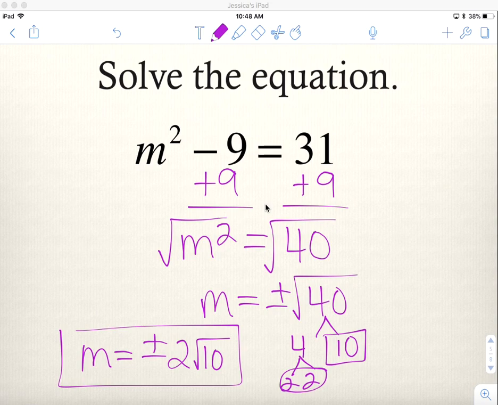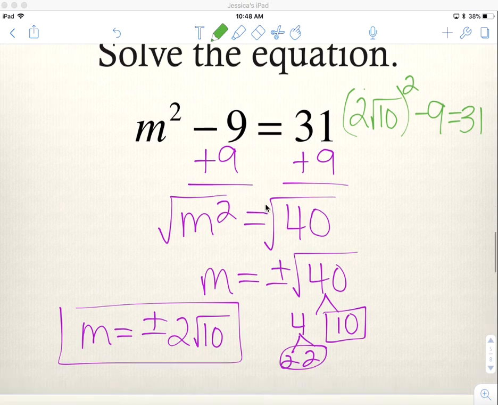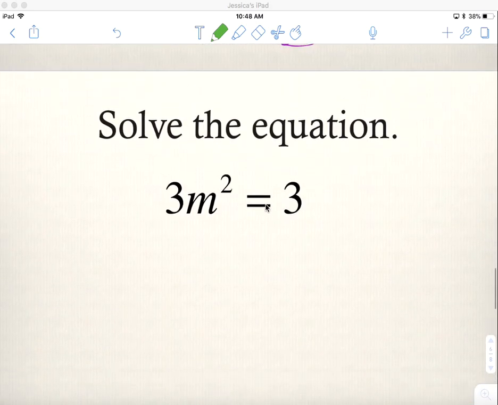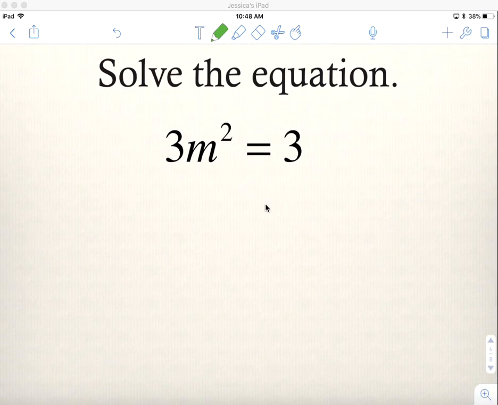You can actually check this in your calculator too. If you want to type this in, you could plug in 2 square root 10 squared minus 9 equals 31, and the calculator will tell you that this is true. Go ahead and pause the video, try this problem, and then we'll check it together.